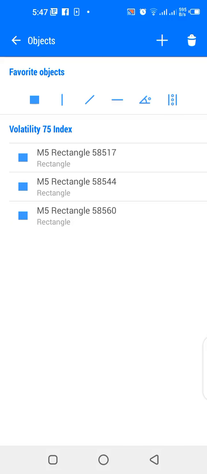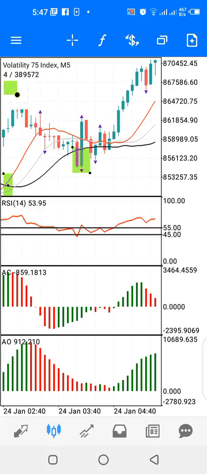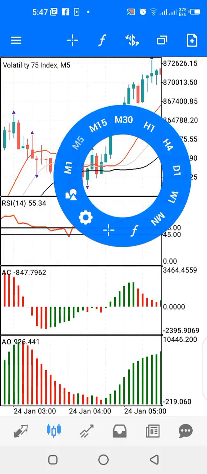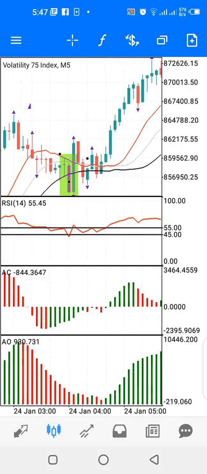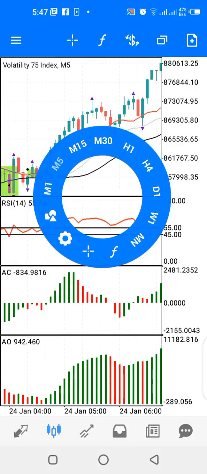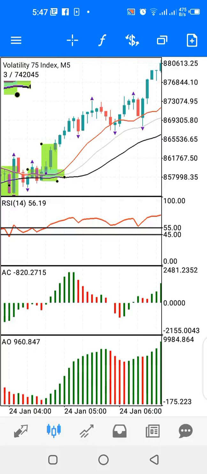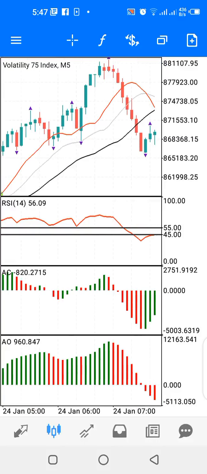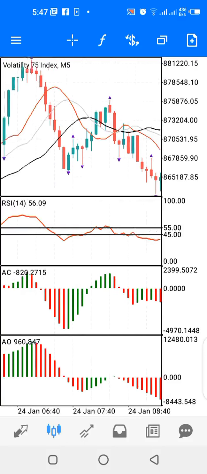Price closed down here for you to sell, but there is no cross down of the red line. The red line did not cross down, so no confirmation to sell. But you have a cross up, close above, and price continues to buy.